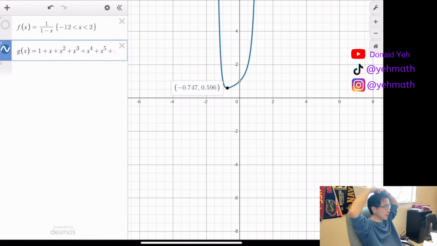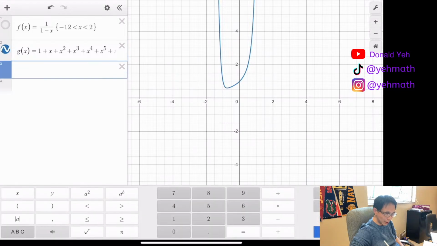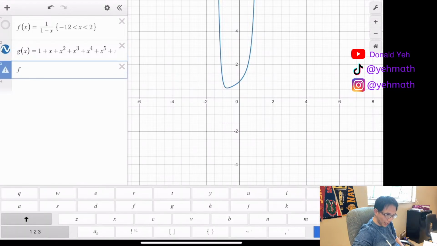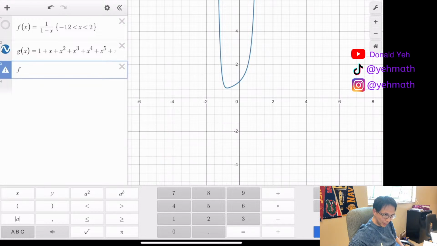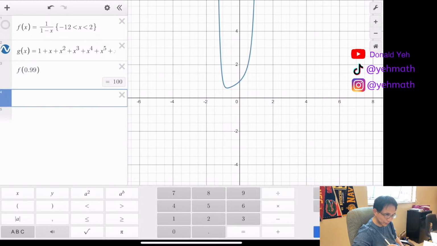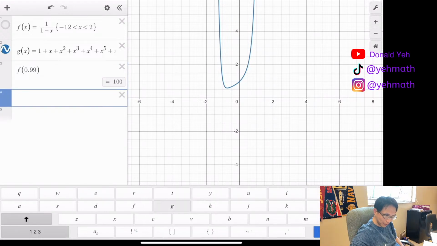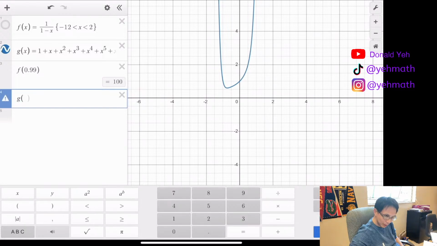This is my center. This is called the center of convergence. And this is called the interval of convergence. You've got a center, you've got an interval. The center is at 0 in this case. Okay, so let's just say f of 0.99. So f of 0.99 here, even though it's not going to be super accurate, it's already 100. Okay, so let's say g of 0.99.